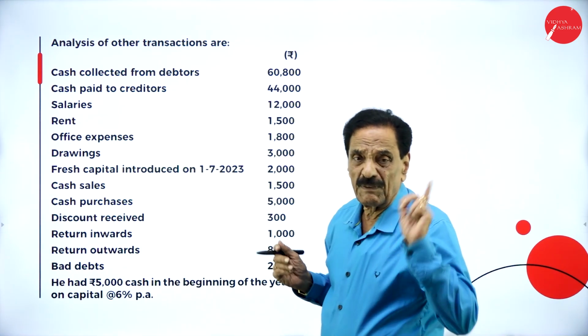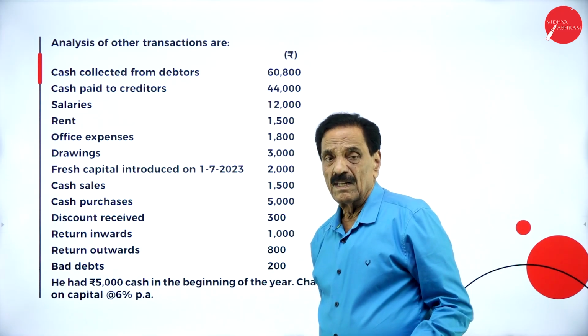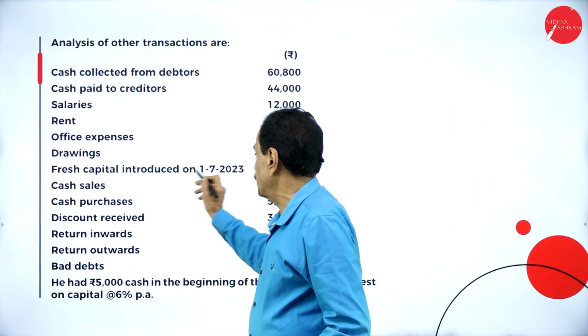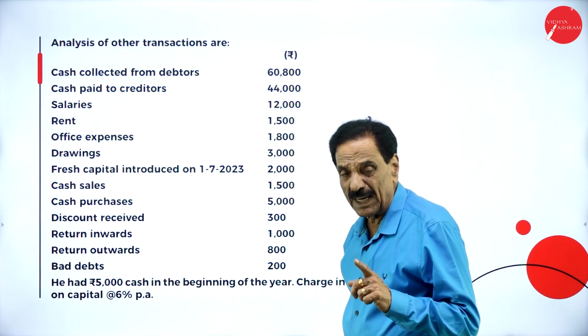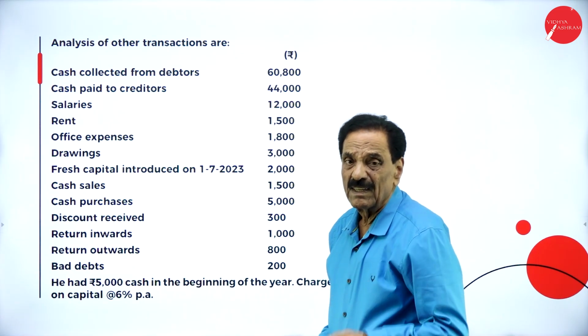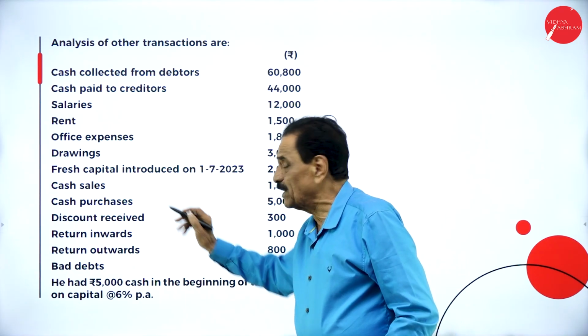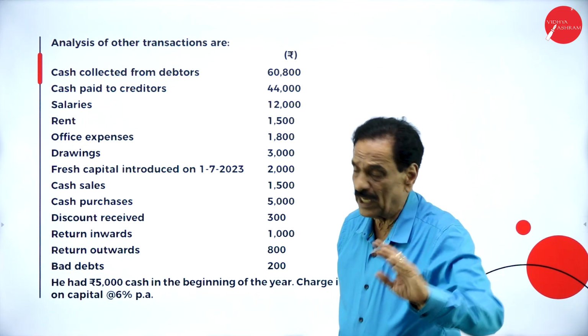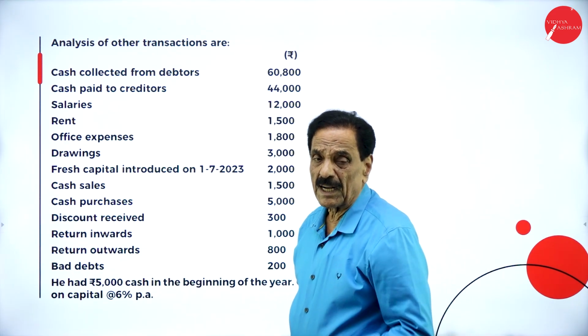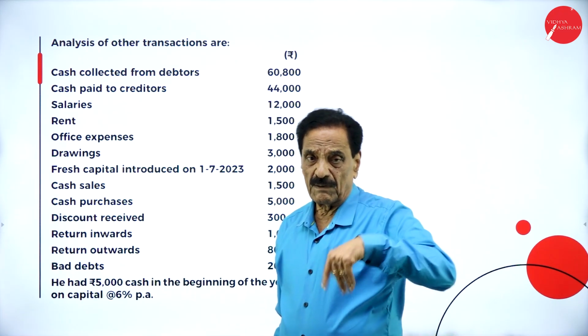Drawings will come on the cash account credit side, deducted from capital. Fresh capital introduced means additional capital. So additional capital, fresh capital we receive, can come on the debit side of the cash book. While doing the balance sheet, this should be added to capital. Cash sale will come on the debit side of your cash book.